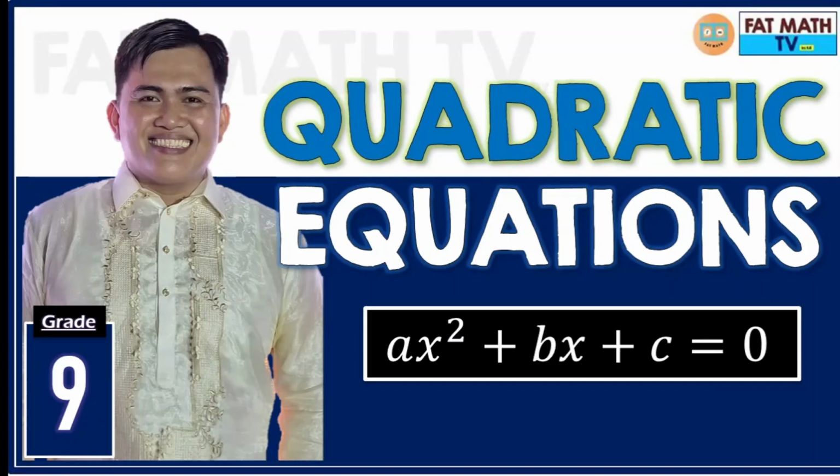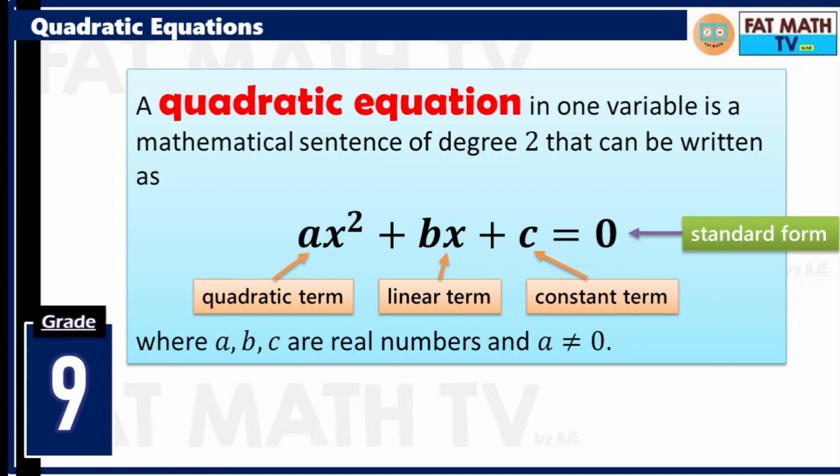Quadratic equations. A quadratic equation in one variable is a mathematical sentence of degree 2 that can be written as ax squared plus bx plus c equals 0. So it has to be of degree 2, meaning to say the highest exponent is 2. And then this ax squared is called the quadratic term. This bx is the linear term, and this c is the constant term.